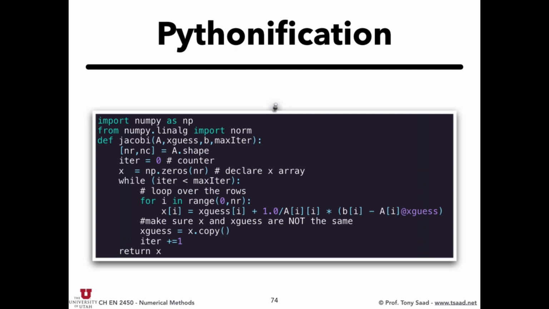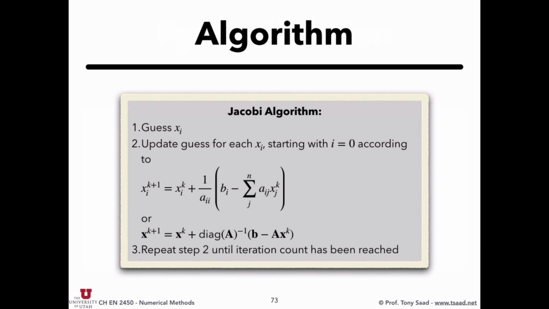x i equals x guess, right? That's the formula we saw, plus 1 over a_ii. That's 1 over the diagonal entry, if you see the previous formula, right? x_i^(k+1) is x_i^k, so x new is equal to x old plus 1 over a_ii times b_i minus this fancy summation. This is nothing more than the dot product.